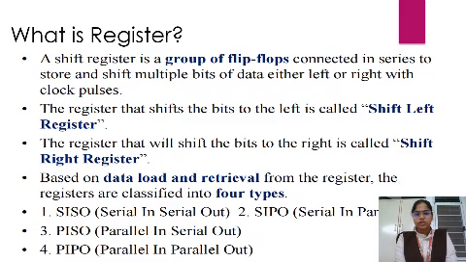Based on the data load and retrieval from the register, the registers are classified into four types. They are SISO register, SIPO register, PISO register, and PIPO register. SISO is serial in serial out. SIPO is serial in parallel out, and PISO is parallel in serial out. PIPO is parallel in parallel out.